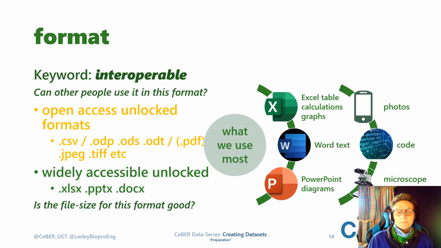And then also we obviously have to ask, is this file size for this format good for what we're doing? So in CIBA, what we mostly use in our work is the Microsoft Office suite of programs, and then we use photos, mostly these days taken with the cell phone, and code. Obviously we use different simulation packages as well as more basic direct code, and then we use microscopes and so on. So think about what format your data is in already, and what format you're going to put it in your data set.